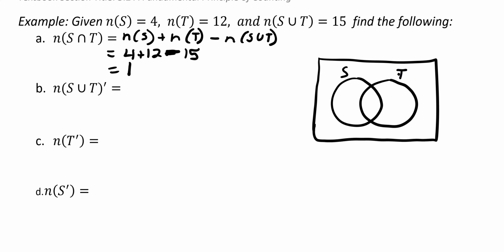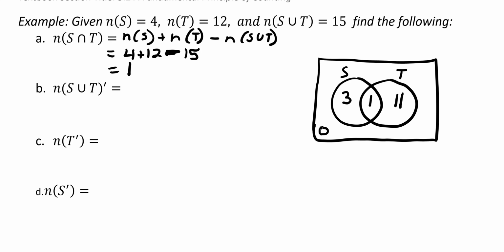I know from that last problem that the intersection has 1. Altogether, there are 4 items in set S. I have already placed 1, which leaves 3 items that are only in set S and don't have anything in common with T. T had 12 originally. 1 has already been placed. That leaves 11 elements that are only in T and have no overlapping connection into S. I once again have to make an assumption that there's no other items to put outside the circles in our universe, so that will stay 0. Hopefully this picture will help me with part B.